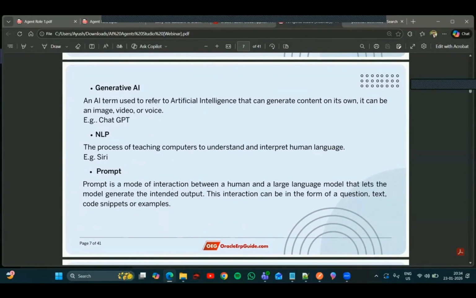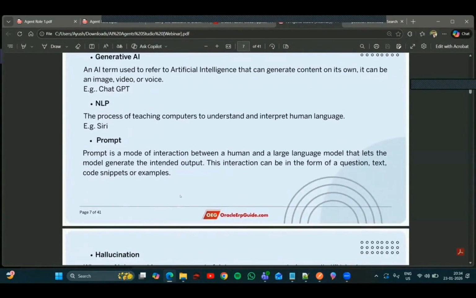What is a prompt? A prompt is a mode of interaction between a human and a large language model. So how we communicate to a model is very important. And token, we talked about token earlier. So token.